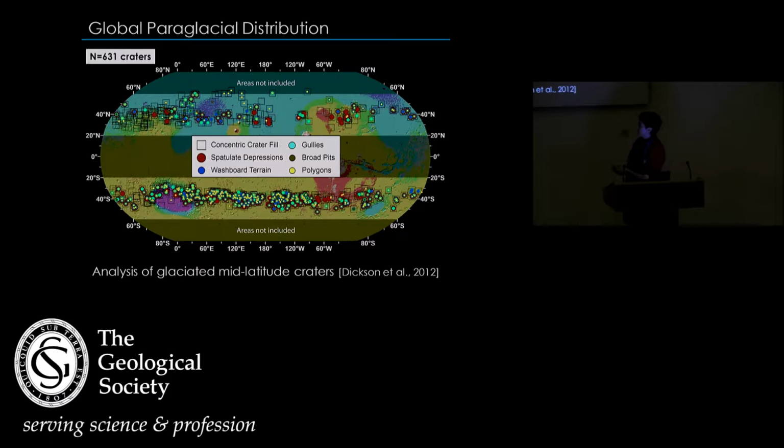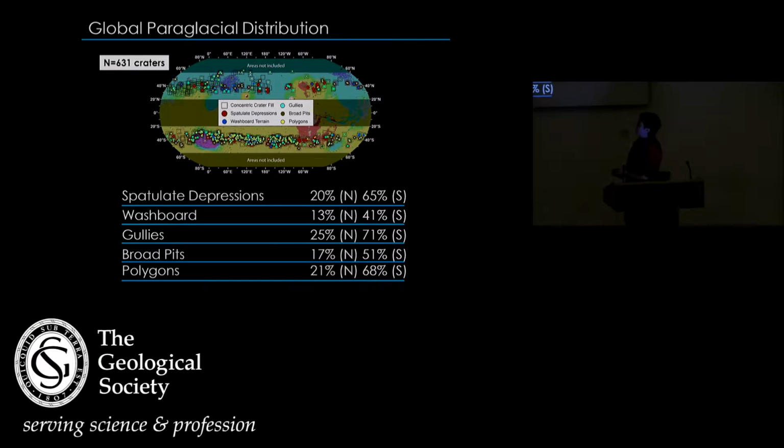So as you can see, there is evidence of periglacial reworking across both the north and the south hemisphere. But the distribution of these periglacial features is not uniform. So we don't see every periglacial feature in every glaciated crater. You can see here that in the southern hemisphere, there are relatively more periglaciated craters, in addition to the fact that there are just more craters in the southern hemisphere than in the northern hemisphere.